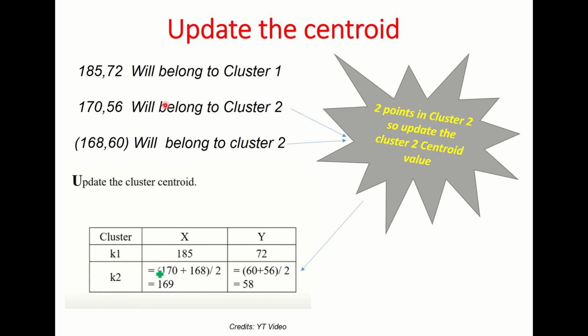Now one thing to keep in mind is that in your cluster 1 you already have one point, and in your cluster 2 you already had one point. Now you are adding another point to cluster 2, so you need to update the cluster centroid because there are 2 points now. You take 170 plus 168 divided by 2, and 56 plus 60 divided by 2, which gives 58. The centroid is just a mean. So this is your new centroid point. You have updated the centroid of K2 because a new point went over to K2.